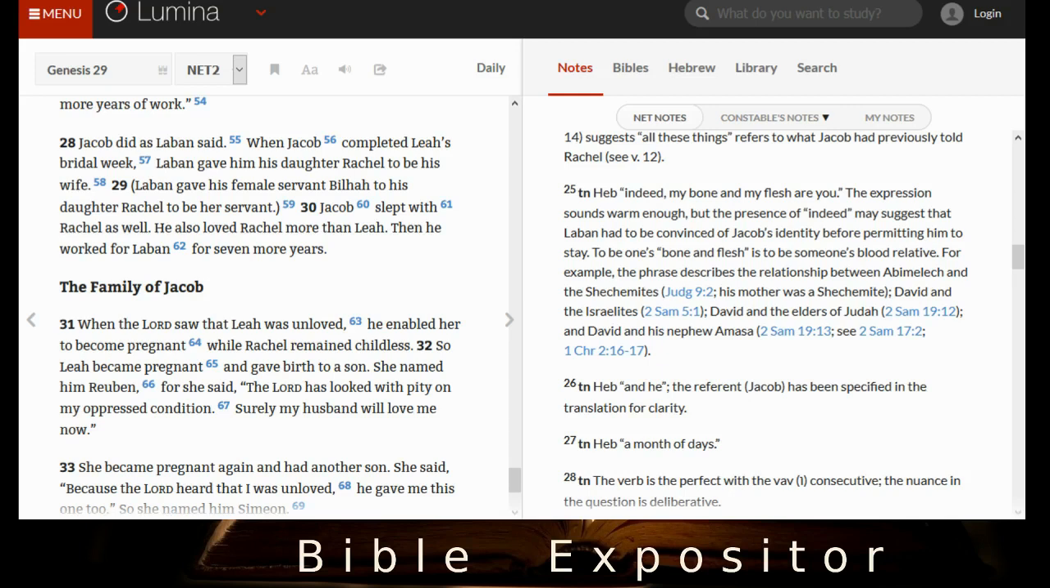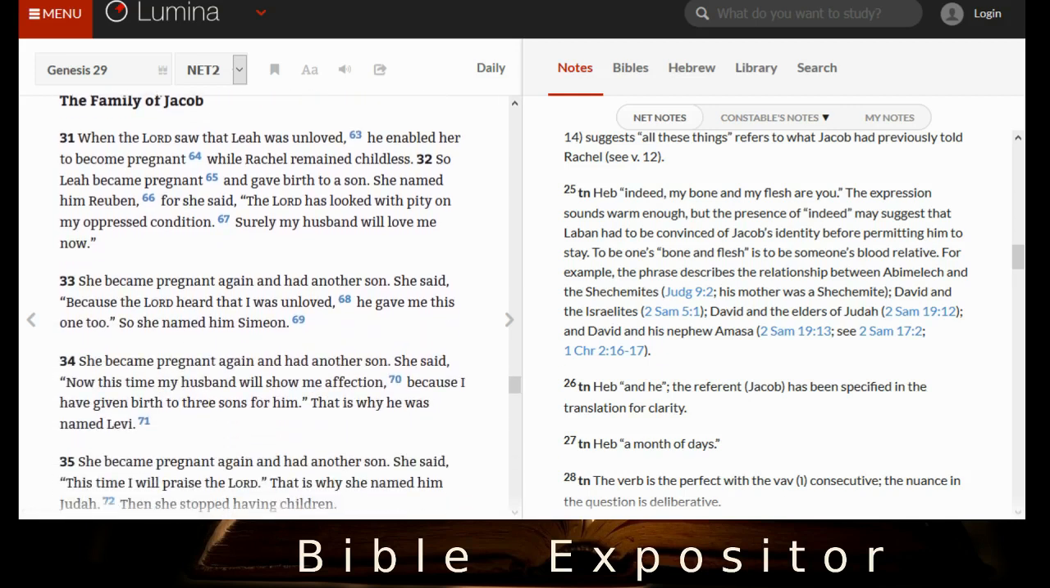Leah's first 4 sons would turn out to be the heads of tribes to be known eventually as the tribes of Israel, and 2 of them would be especially the subject of later covenants. That would be Levi and Judah. And that's under this heading they have here, the family of Jacob.